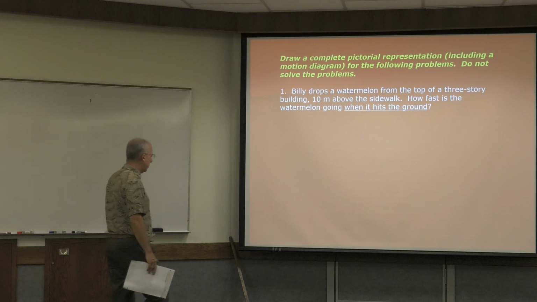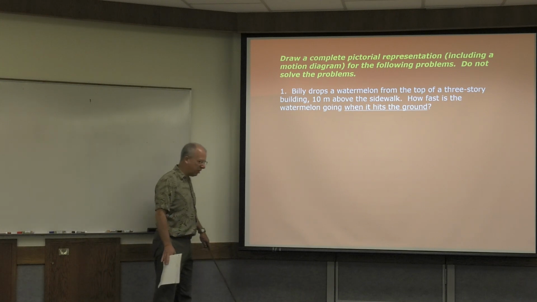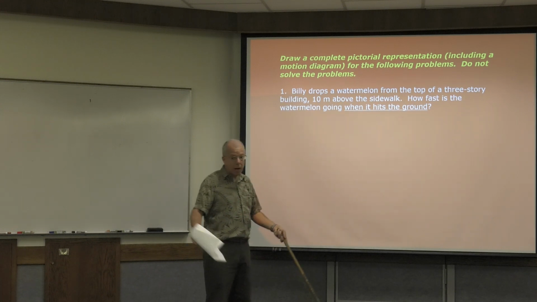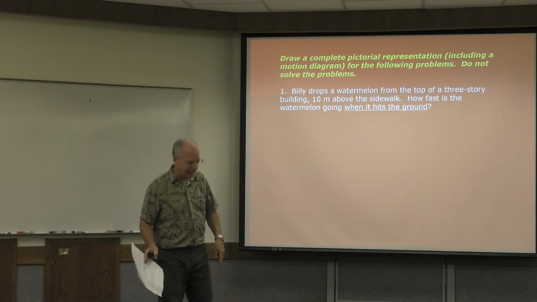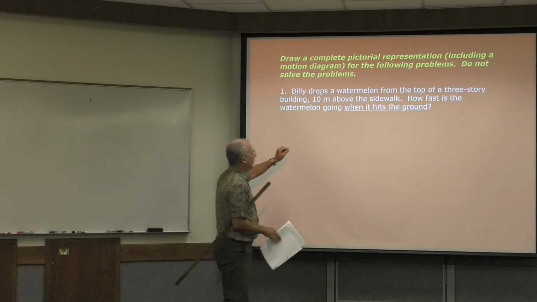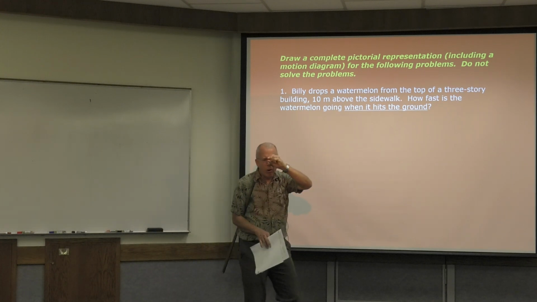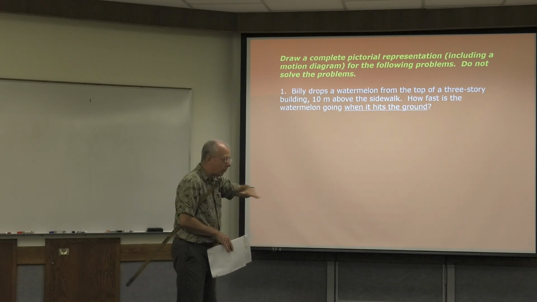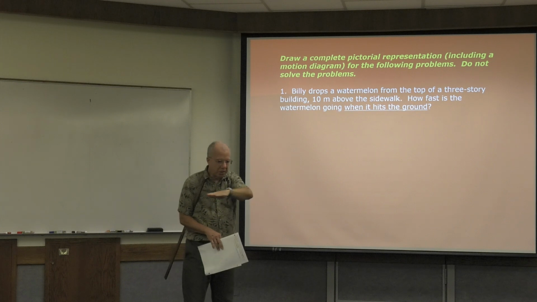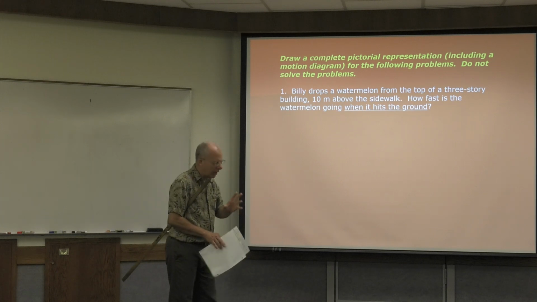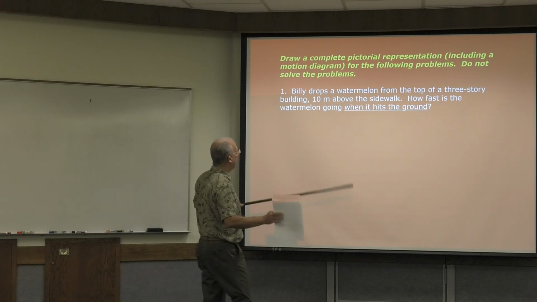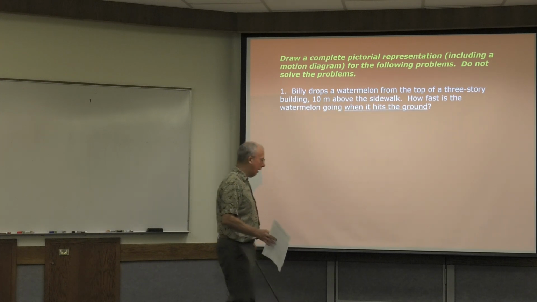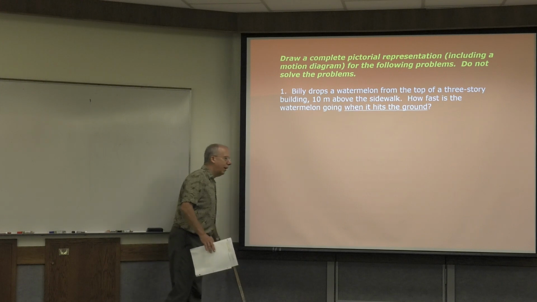Now, here's something that's important, and this is an English thing. How fast is a watermelon going when it hits the ground? Well, 0, silly. Well, that's not what they mean, okay? What they mean is right before it hits the ground. In other words, if there were no sidewalk there, how fast would it be going when it reaches the elevation of the sidewalk? So you've got to watch the wording, right? So how fast is the watermelon going right before it hits the ground? That's what they mean.